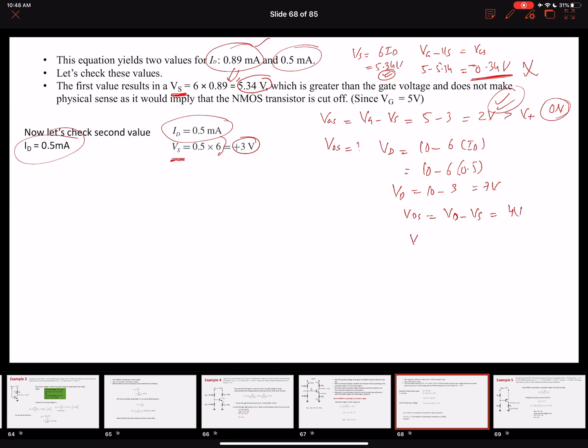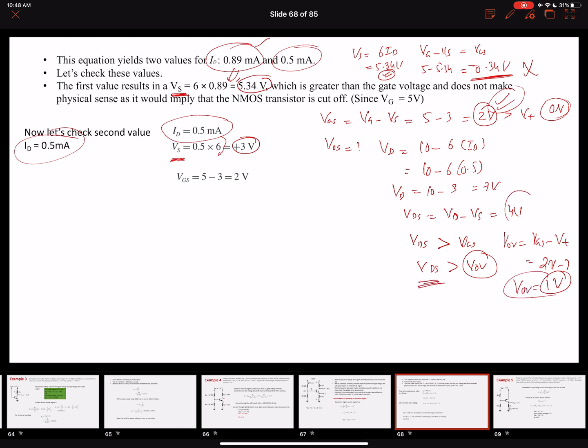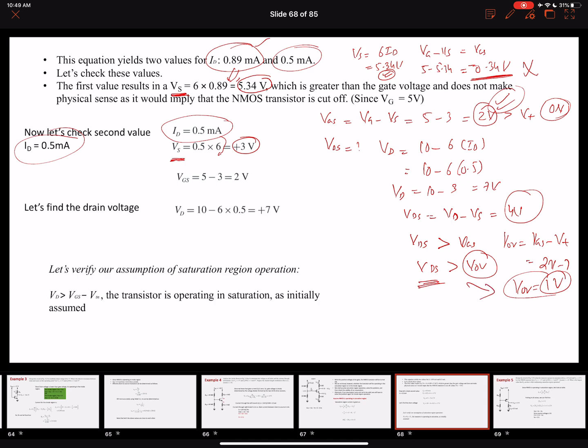Right, now we know that the drain to source voltage comes out to be greater than the gate to source voltage, but more importantly, we are interested in finding out that it should be greater than the overdrive voltage for the saturation region to be valid, right? And what is the overdrive voltage? The overdrive voltage is the gate to source voltage minus the threshold voltage. Gate to source voltage over here is 2 volts. 2 minus 1 volt, our overdrive voltage is 1 volt. Since our VDS is 4 volts, which is greater than 1 volt, this means that the transistor is operating in the saturation region. So our assumption was true, and we are good to go.